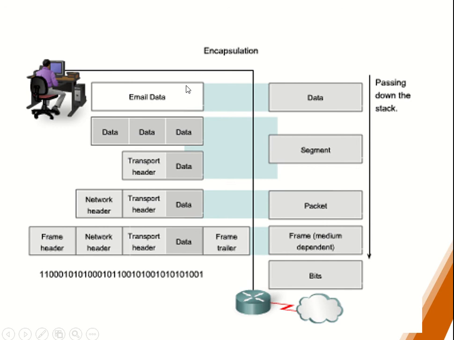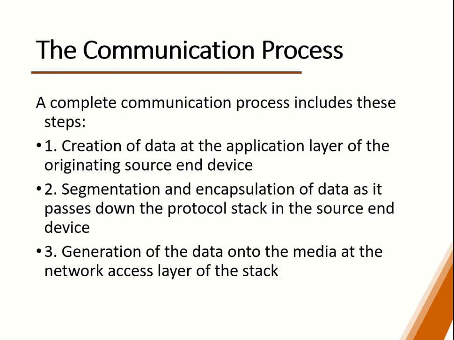So, let's talk about the communication process. As mentioned, there are two types wherein we can communicate, we can transmit the message from the source to the destination. To create a communication process, there has to be someone who creates the data. Alright? So, the creation of data is at the application layer of the originating source device.